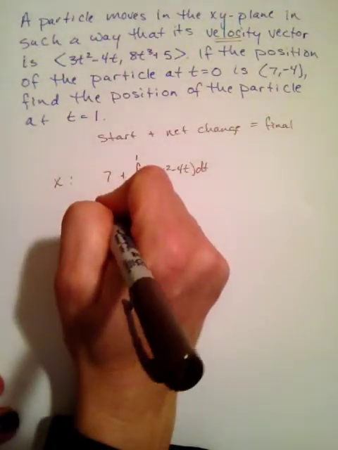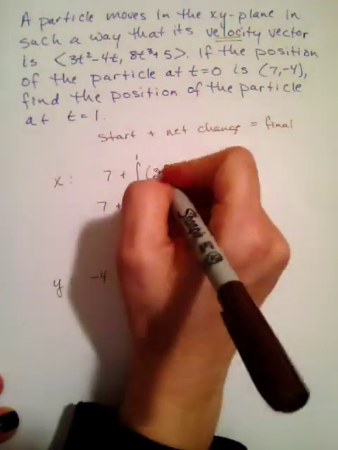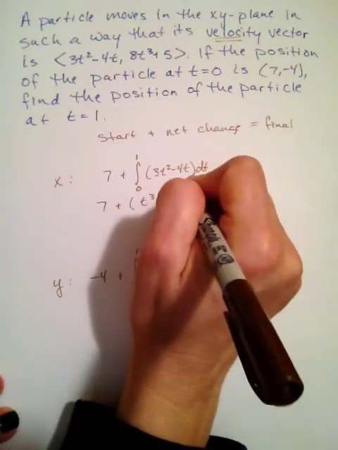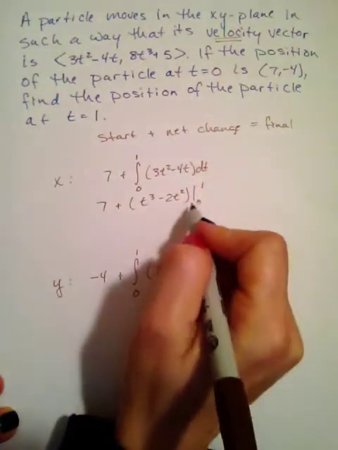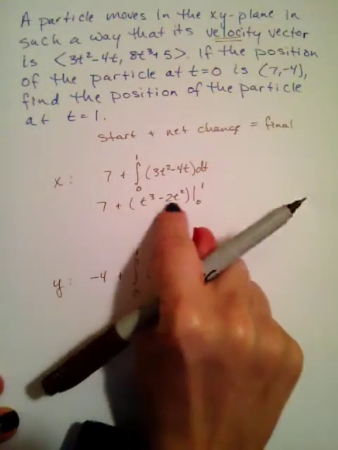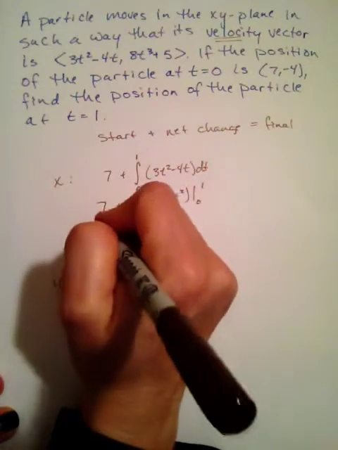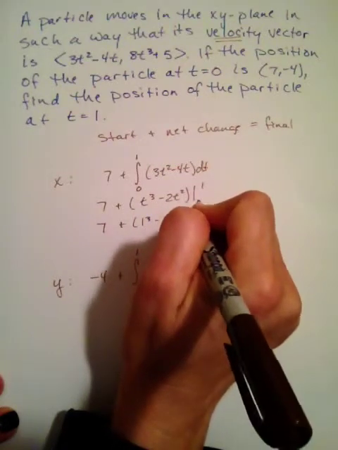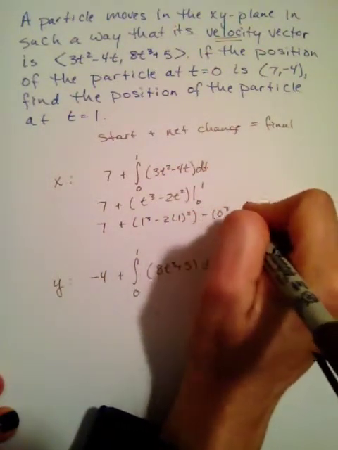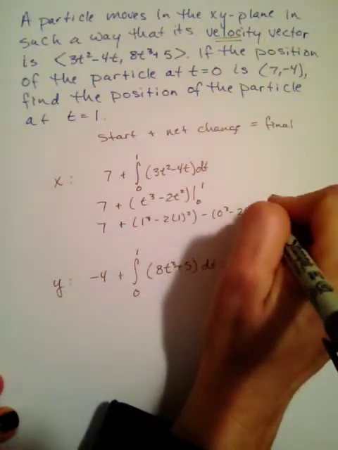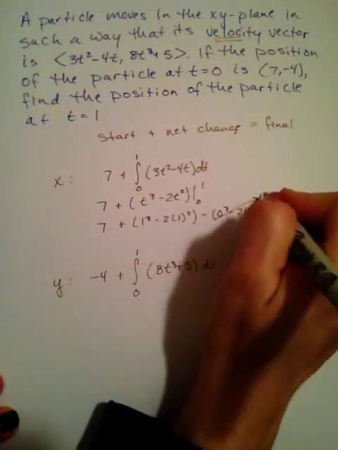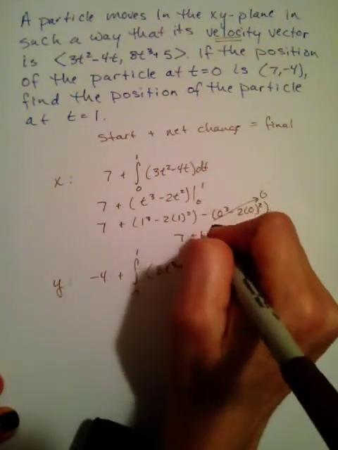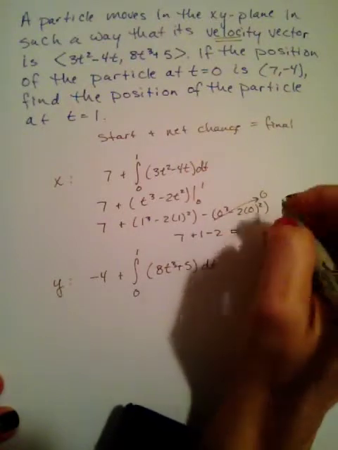So to do this, we'll have 7 plus, and then we'll take the antiderivative of 3t squared minus 4t, so t cubed minus 2t squared from 0 to 1. When I evaluate this at 0, because these are polynomials, they'll go away, so I just need to evaluate at 1, or you can write it all out. It's 7 plus 1 cubed minus 2 times 1 squared minus 0 cubed minus 2 times 0 squared. This we know goes to 0, so we have 7 plus 1 minus 2. So that's 6.